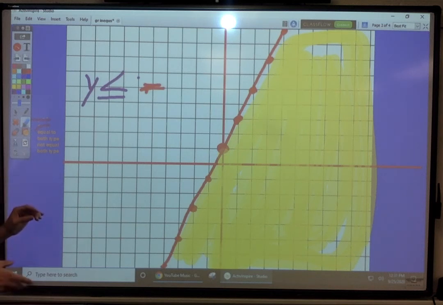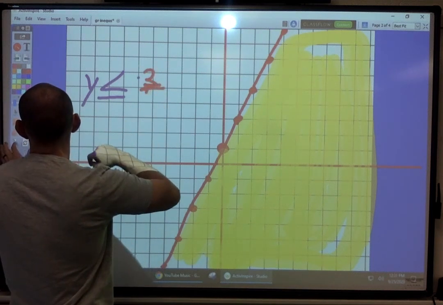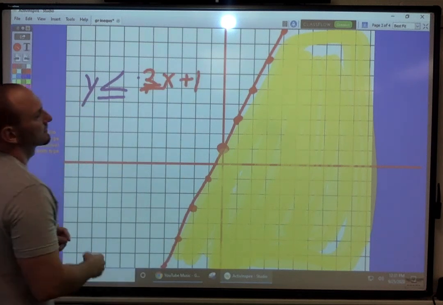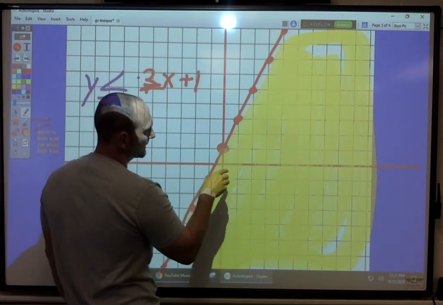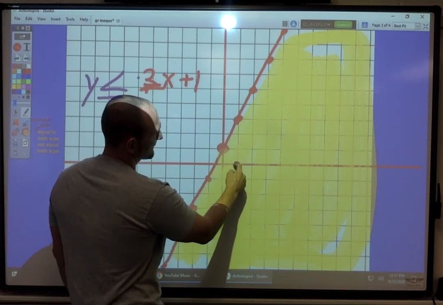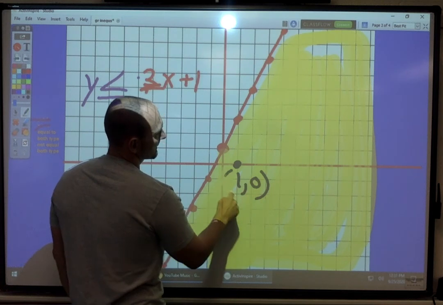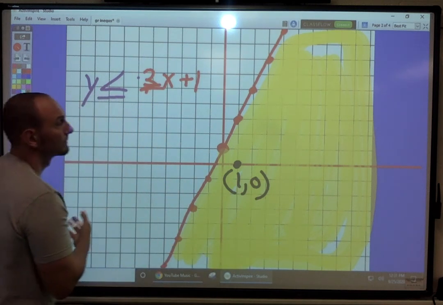We'll test that out in the next one since I've already erased it. Well, I can figure it out. 2x plus 1. There we go. So let's pick a point that's in the solution area. We've got this point in there. That is 1, 0.